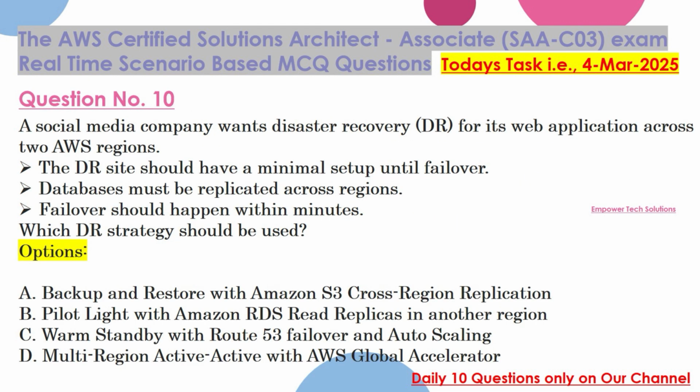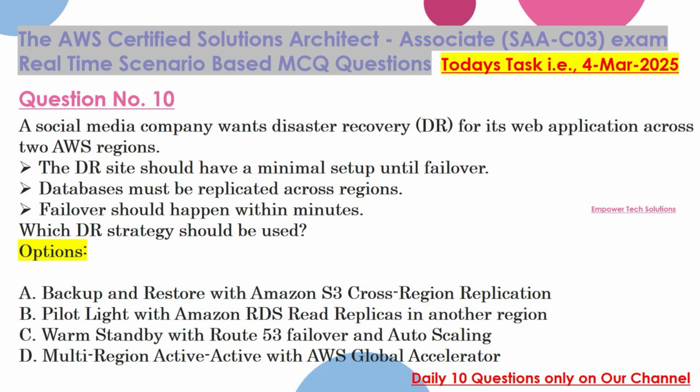Question 10. A social media company wants disaster recovery, DR, for its web application across 2 AWS regions. The DR site should have a minimal setup until failover. Databases must be replicated across regions. Failover should happen within minutes. Which DR strategy should be used?